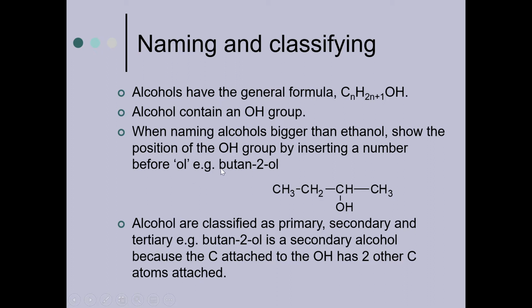For example, butane-2-ol, so the number shows where the alcohol group is, in carbon number 2, in this case counting from the right hand side. Alcohols are classified as primary, secondary and tertiary, just like haloalkanes were. In butane-2-ol, for example, we find that it's a secondary alcohol because the carbon attached to the OH group has 2 other carbons attached to it. Secondary and tertiary alcohols are more reactive when it comes to substitution.